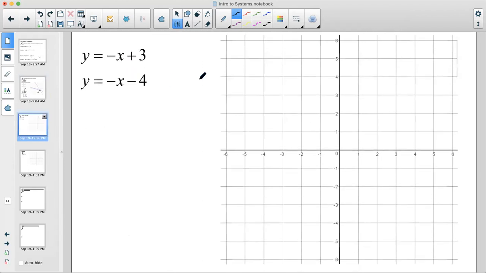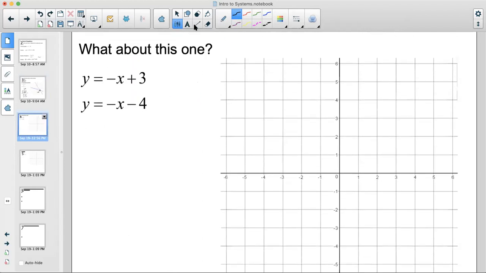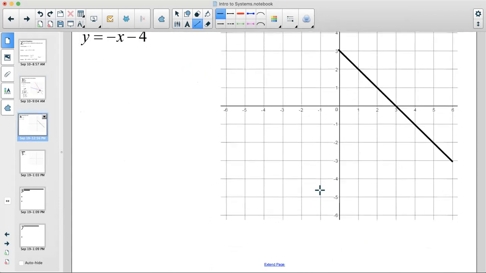Looks like this one's going to work. So I'll draw these lines real quick. We get -x plus 3, which is going to be a 3 and then a slope of -1. So that would look something like this. And this one's going to be -x minus 4. That one starts at -4 and also has a slope of -1. That's going to look something like this.